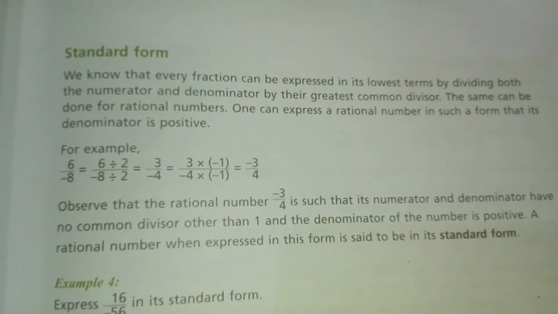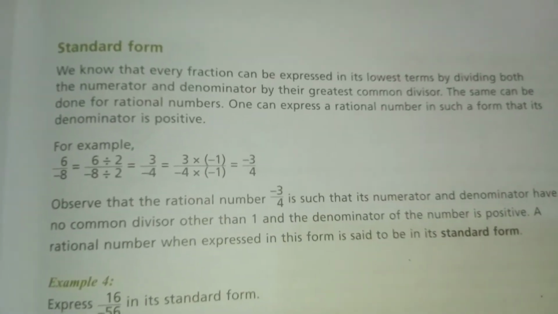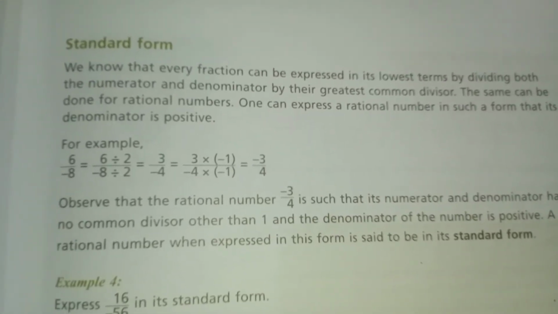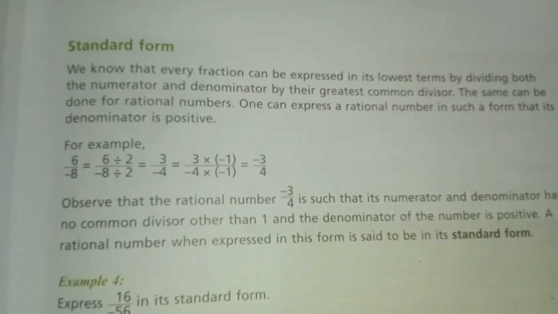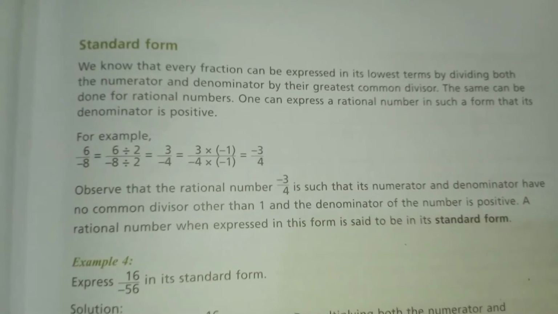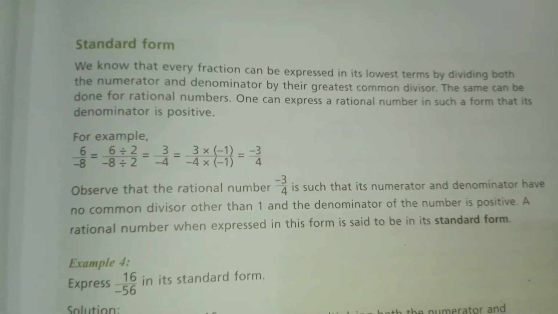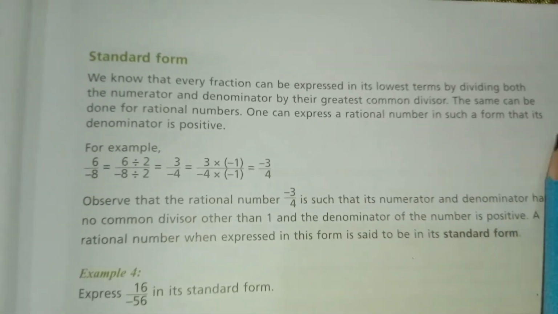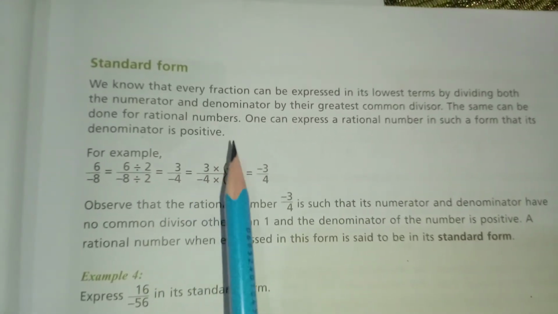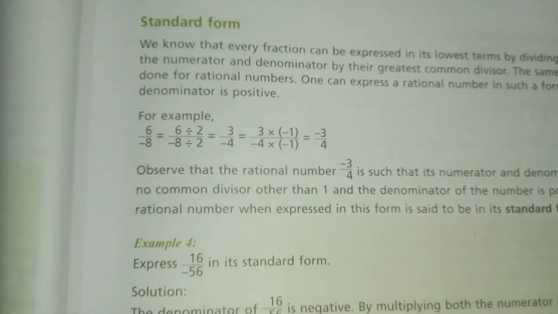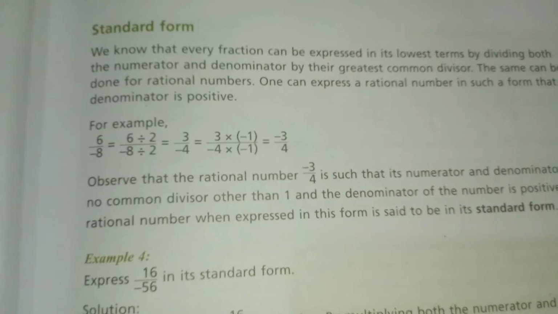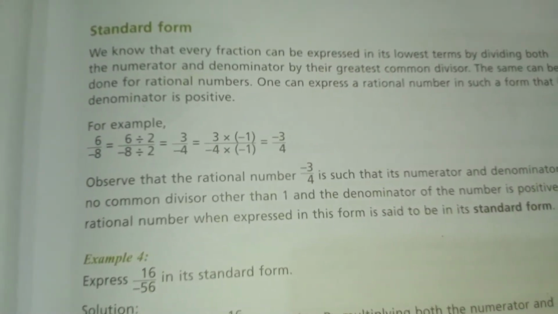Alright students, now we have to learn what the standard form of a rational number is. We know that every fraction can be expressed in its lowest terms by dividing both the numerator and denominator by their greatest common divisor. The same can be done for rational numbers. One can express a rational number in such a form that its denominator is positive. The first step is we have to make the denominator positive. And the second is dividing both the numerator and denominator by their greatest common divisor.